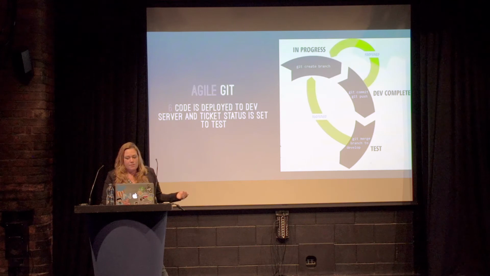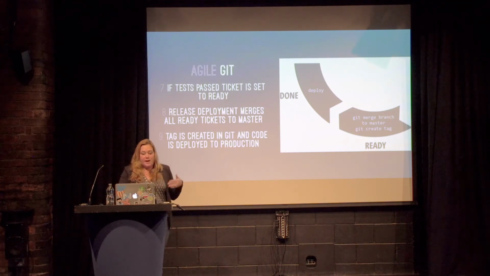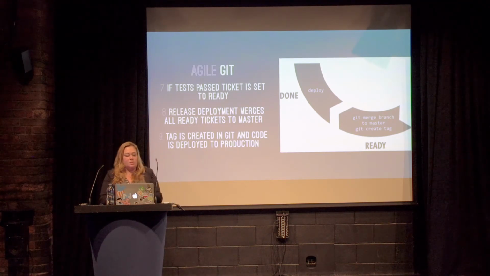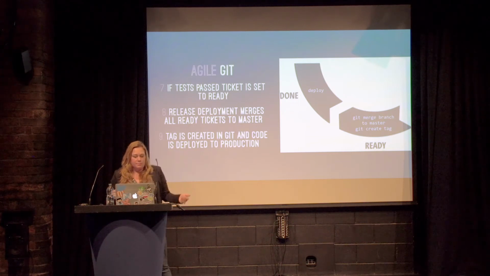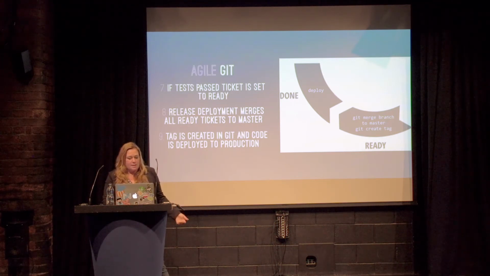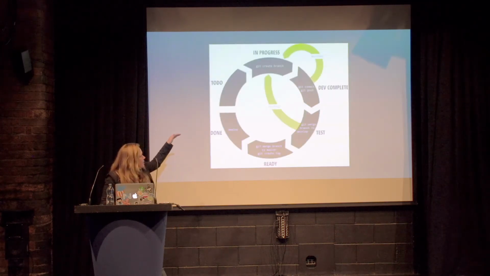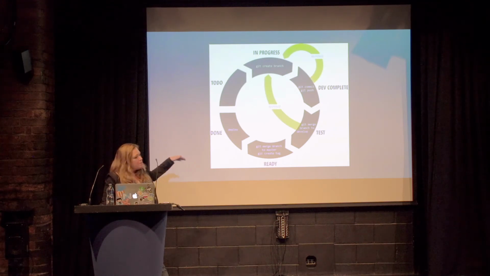We're at the test now, and if they pass the tests, the code is going to be deployed to dev, and the ticket status is going to be set to test. So if the ticket's passed the test, they're going to be set to ready, and they're going to be ready for deployment. At that time, they can be merged to master, and when we're ready to deploy, we can create a tag in Git and deploy it to production. So this is what our whole process looks like, combining our Jira ticket statuses with our Git process.